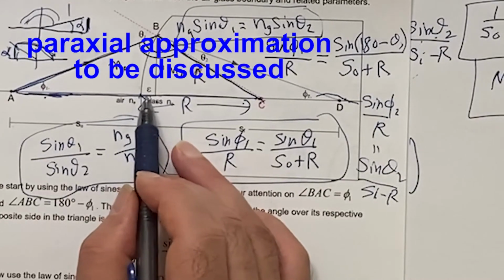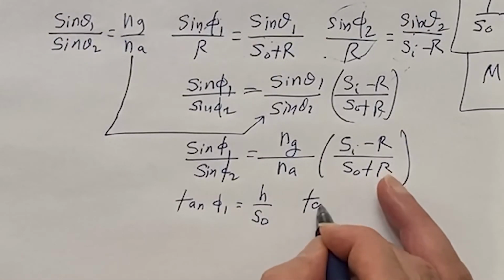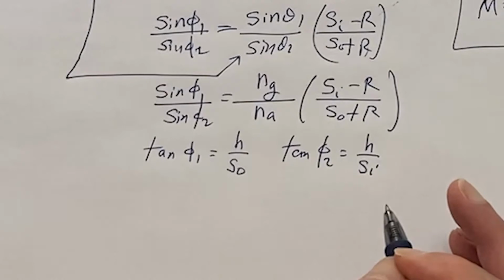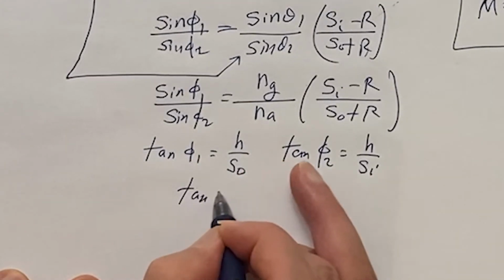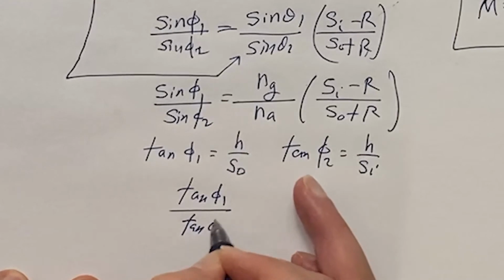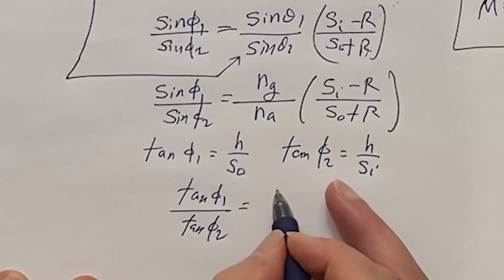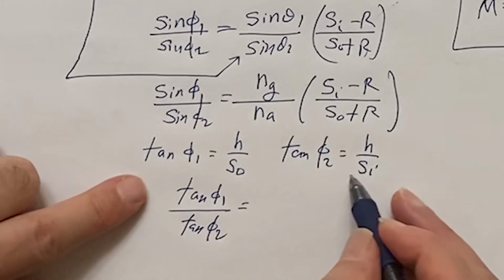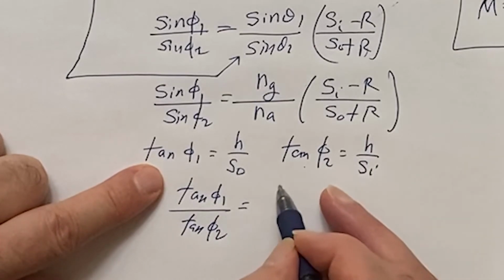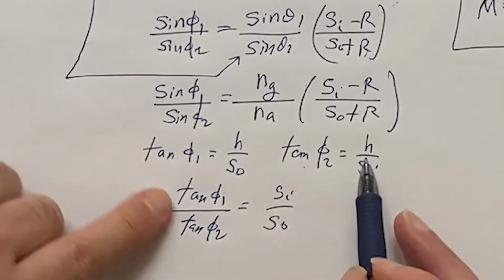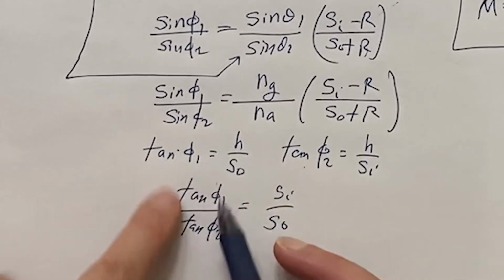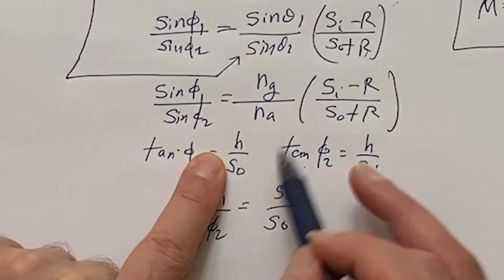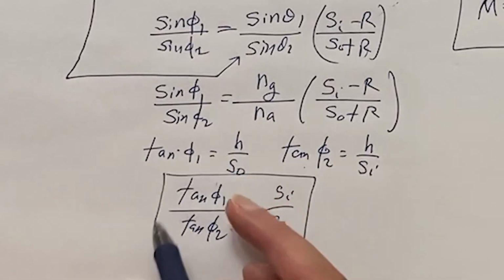The epsilon, I'm not going to worry about that. So the tangent of theta 2 is H over SI. And that means the tangent of phi 1 over the tangent of phi 2 is going to be, if you take this one and you flip it, so this goes down below, it's going to have to be SI over SO. So we're dividing this into there to get the tangents ratio. Then if we divide this into here, we're going to flip the SI to bring it on the top. So we have that equation.